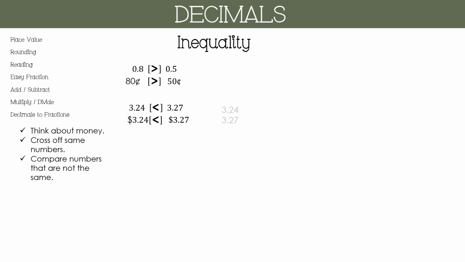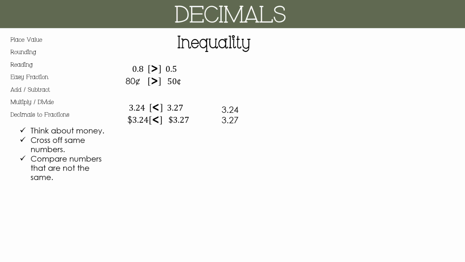The other way we could do it is look at the numbers. Sometimes we're going to have a whole string of numbers, and a lot of them are going to be the same. So what I like to do is cross off the numbers that are the same, and then compare the last number that's not the same. Okay, let me show you.